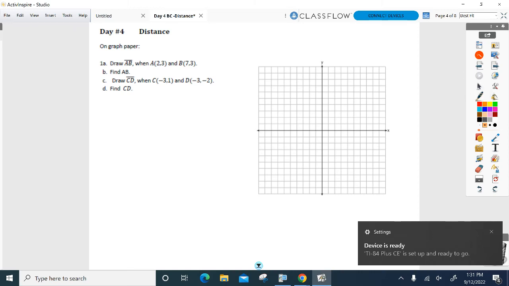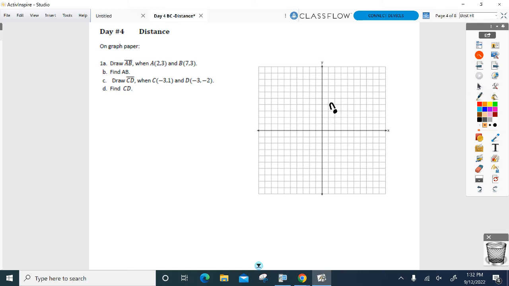What do we got? 2, 3, 1, 2, 1, 2, 3. A, 1, 2, 3, 4, 5, 6, 7, 3. B.